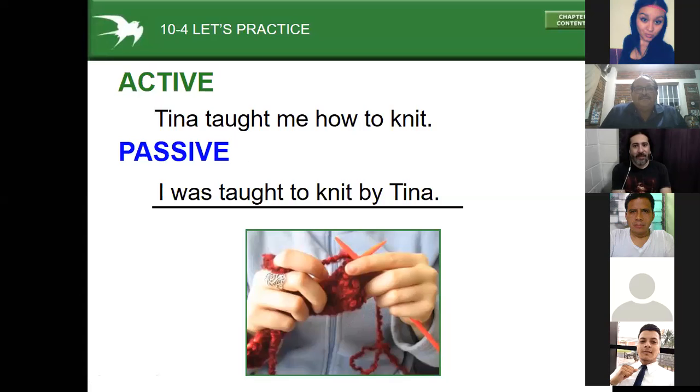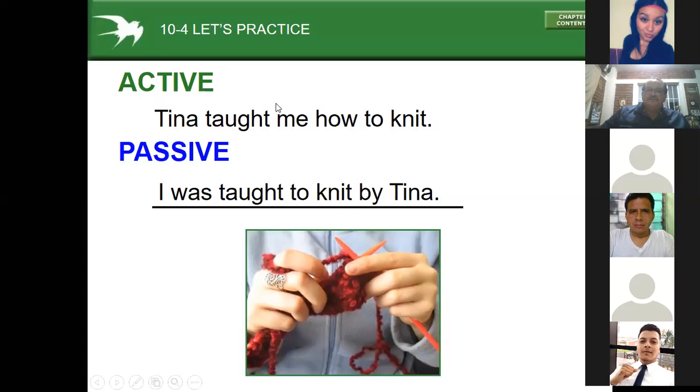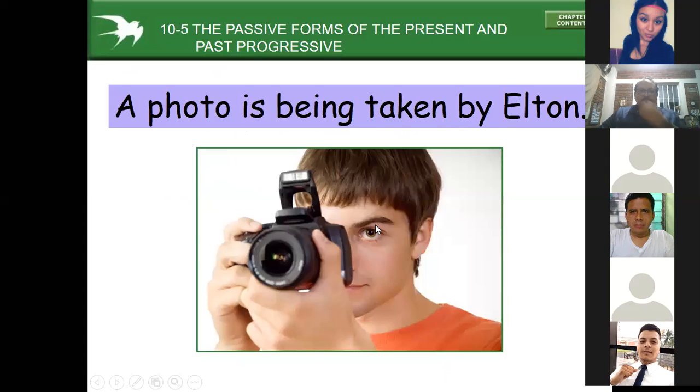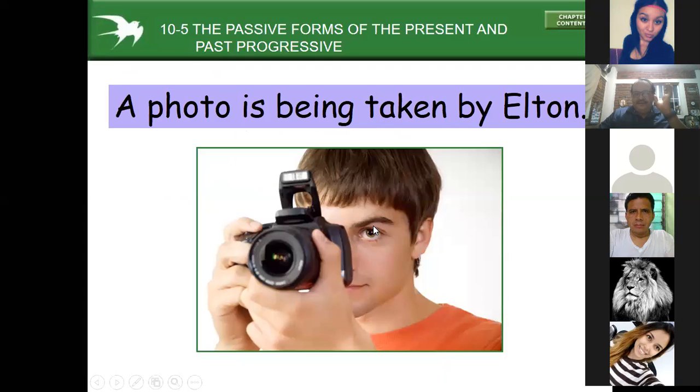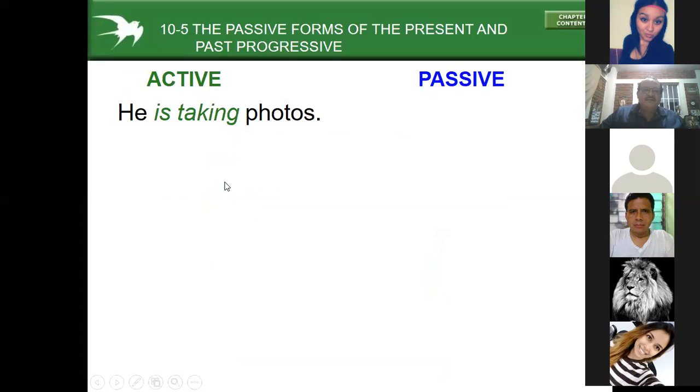Yes. Okay, no problem? Yeah. Remember this one: I was taught how to knit by Tina. Okay, and there one is "what is being taken by Elton." And this is the passive form of the present.